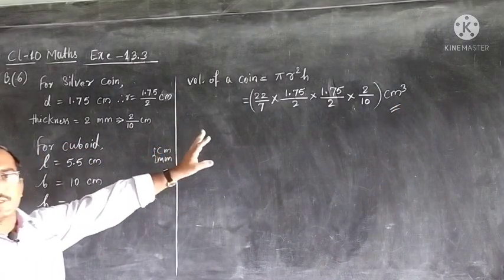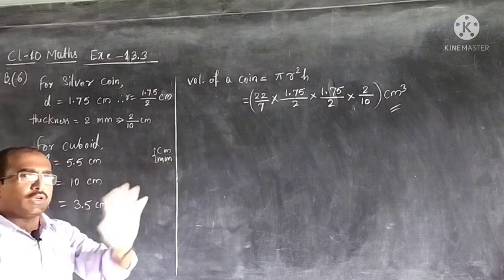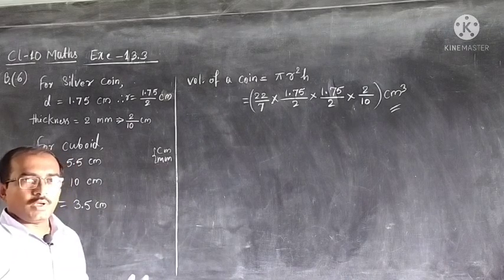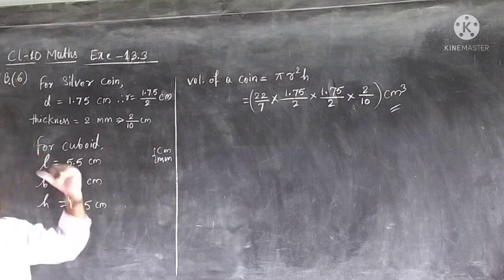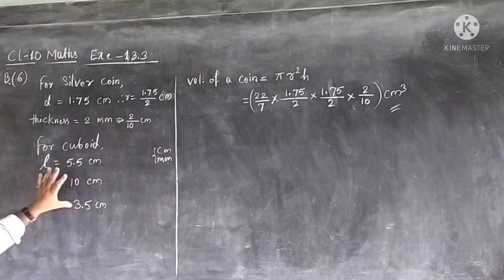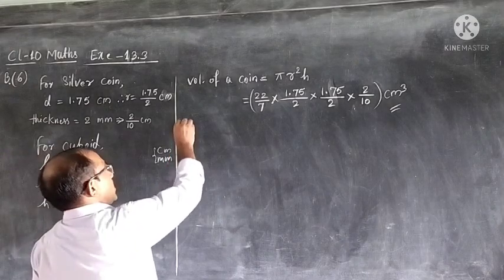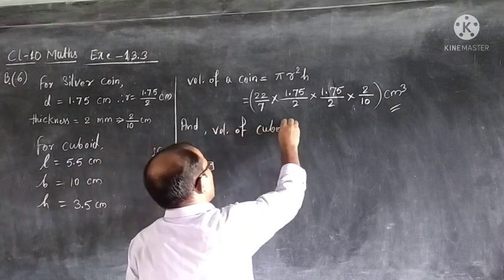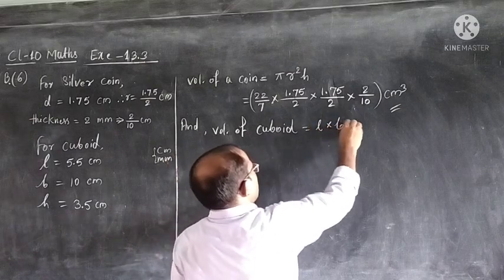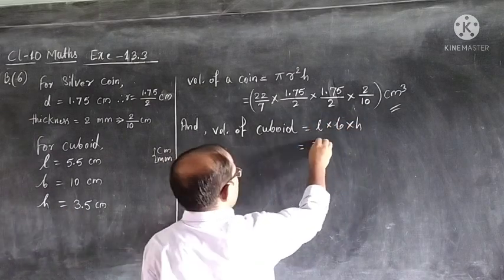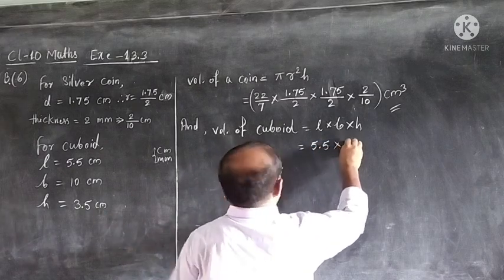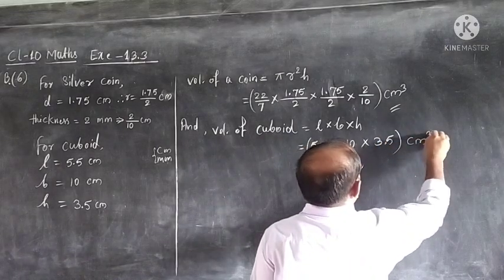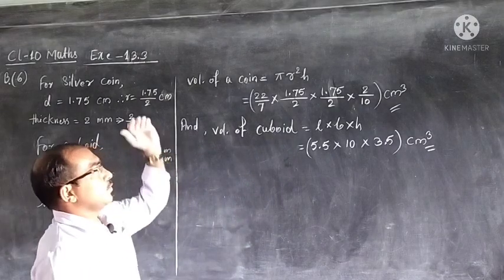Again, we are not going to cut and simplify and find the exact volume of the coin. We don't need the volume of the coin. We need to find how many coins will be melted, the number of coins. And that we have understood, bigger object volume divided by the smaller object volume. So, we will go for the volume of the cuboid. Volume of cuboid we all know, length into breadth into height. That is very simple one, 5.5 into 10 into 3.5. So, this is the volume of the cuboid.